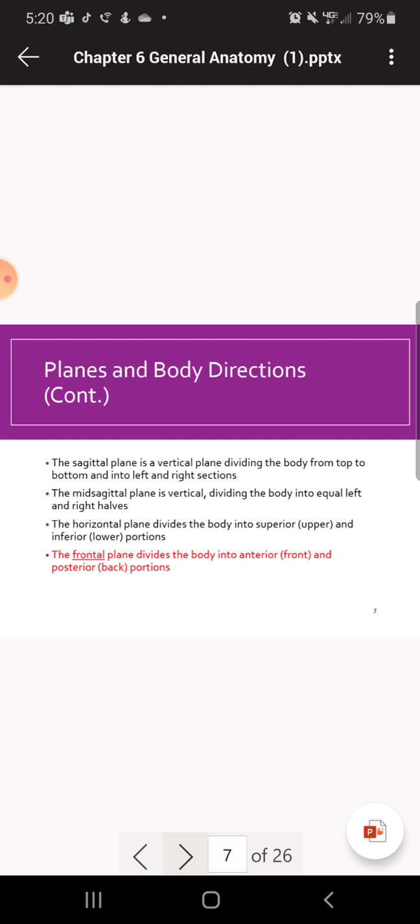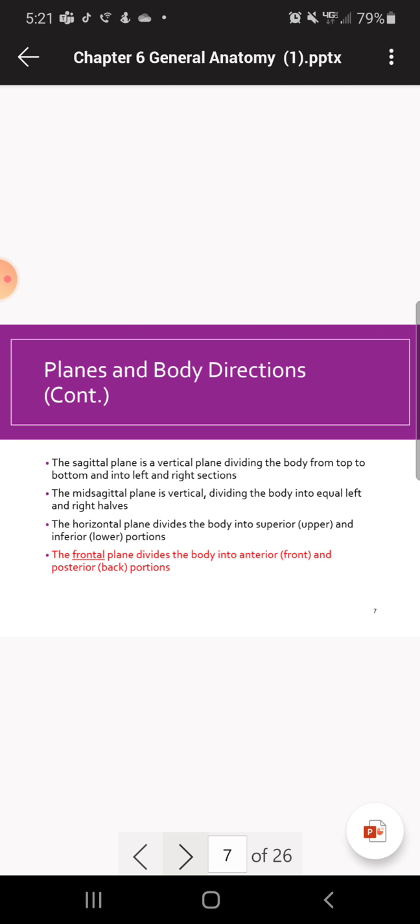The horizontal plane divides the body into the superior upper and inferior lower. Again, going back to the quadrant of the mouth, we have that vertical plane and we have that horizontal plane that makes that quadrant, right? And it just divides the mouth from the upper to the lower. Pretty simple, I hope anyway. The frontal plane, this is a test question. Write it down, guys. The frontal plane divides the body into anterior front and posterior back.